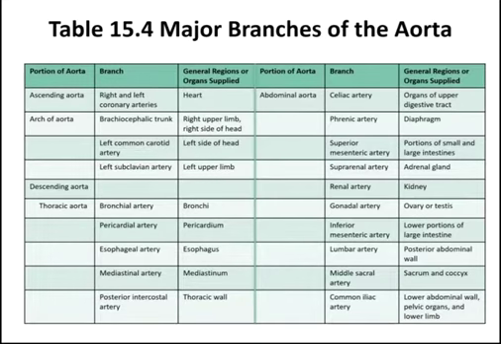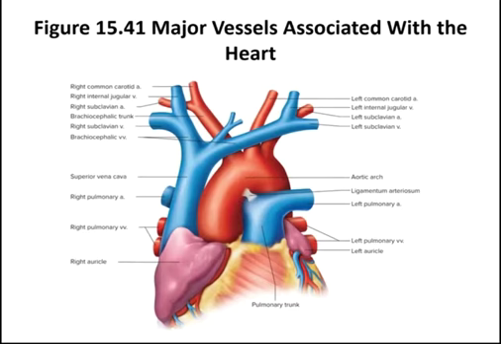The descending aorta, right? Sometimes called the thoracic aorta. You have the bronchial artery or the pericardial artery, right? And you can see them, so they're going to go off to different areas. You can see where they specifically go to the right of this. But let's take a look at the picture.